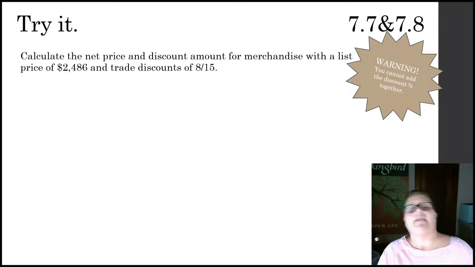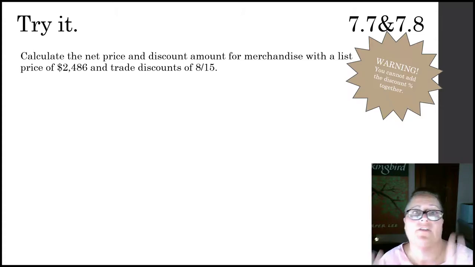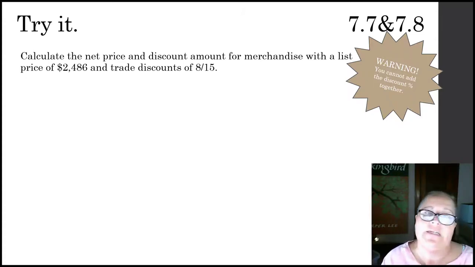We want to calculate the net price and the discount amount for merchandise that has a list price of $2,486 and trade discounts of 8/15. Let's make sure we're clear. We have a list price of $2,486. That's our list price before any discounts are taken. And then we have trade discounts of 8/15.